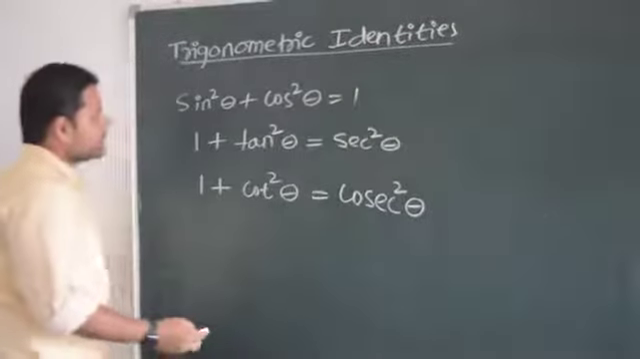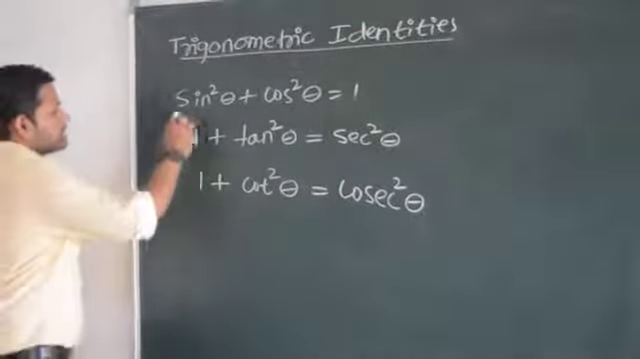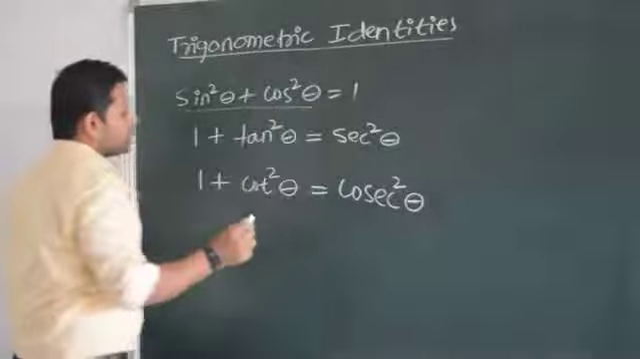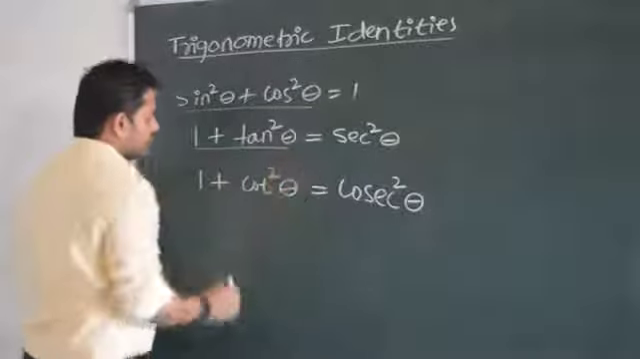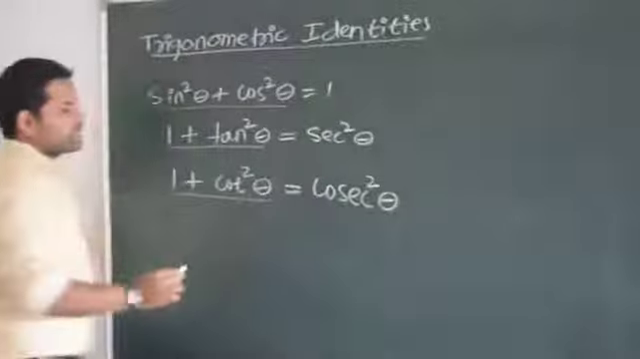Trigonometric identities, you must be knowing them, right? In the last class I have discussed them. You should remember them. Sin square theta plus cos square theta equal to 1. 1 plus tan square theta equal to secant square theta. 1 plus cot square theta equal to cosecant square theta.